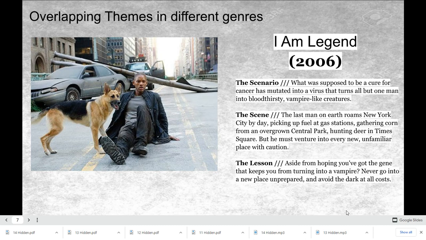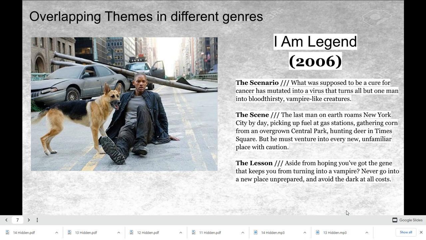The scenario was supposed to be for a cure for cancer, but it mutated into a virus that turns all but one man into bloodthirsty vampire-like creatures. The last man on earth roams New York City by day, picking up fuel at gas stations, gathering corn from Central Park, hunting deer in Times Square. But he must venture into every new unfamiliar place with caution.